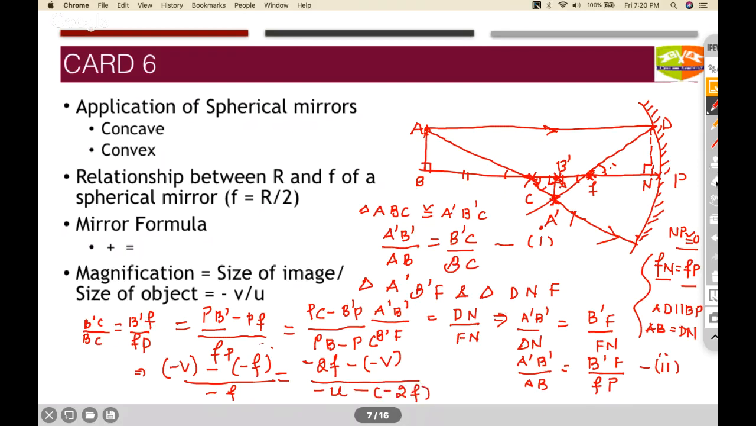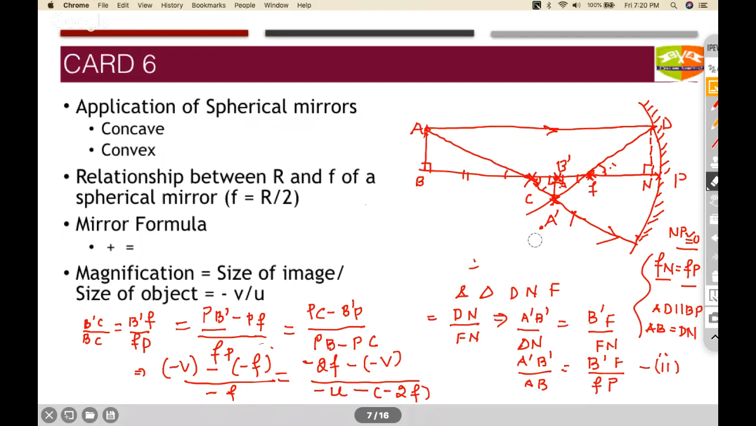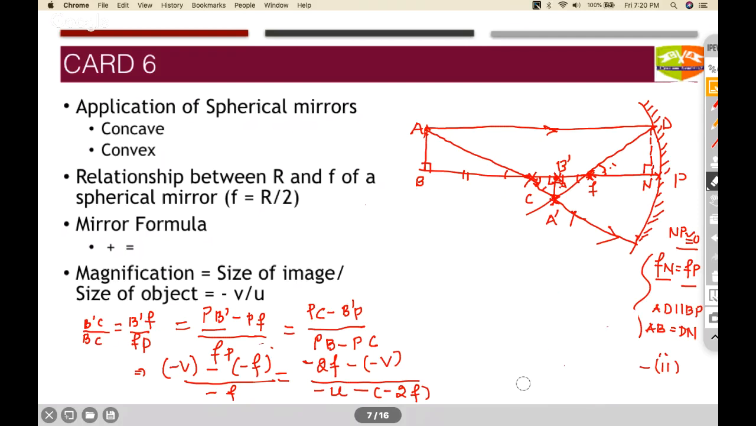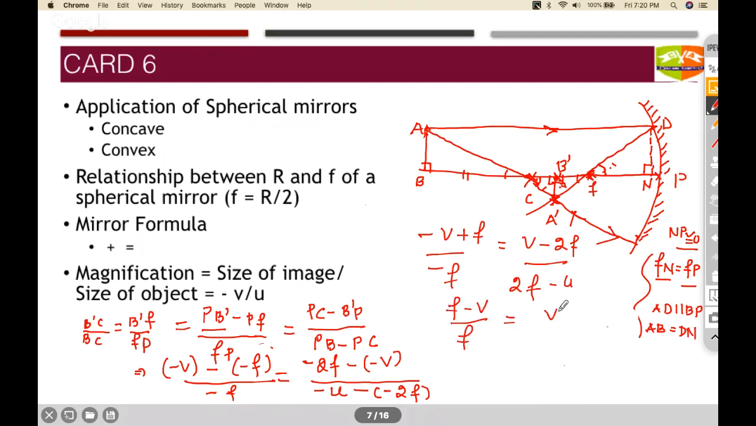Let me remove these things for you. If you solve this equation, this comes out to be minus v plus f divided by minus f is equal to v minus 2f divided by 2f minus u, which becomes f minus v divided by f is equal to v minus 2f divided by 2f minus u. If you do the cross multiplication and everything, you will find that it comes out to be 1 by v plus 1 by u equal to 1 by f. So this is the formula of the mirror.